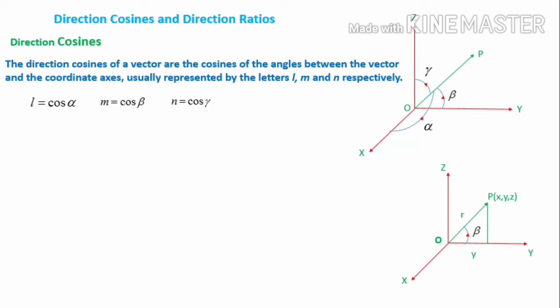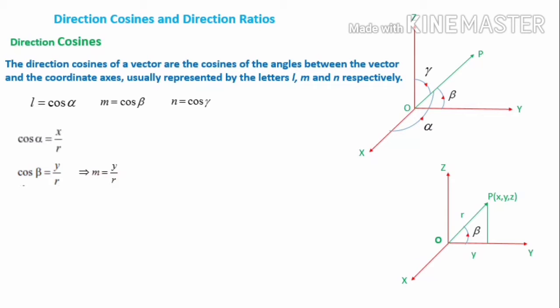By using the trigonometric ratio, cos beta is equal to adjacent divided by hypotenuse. Here adjacent is y and the hypotenuse is r. So cos beta we can write as y divided by r, where y is the y-coordinate and r is the magnitude of the vector OP. In a similar way, m is equal to cos beta, so cos beta we have got as y divided by r, so m is equal to y divided by r we can conclude.